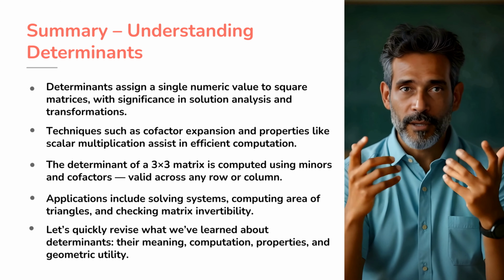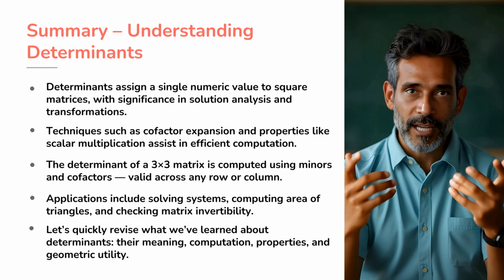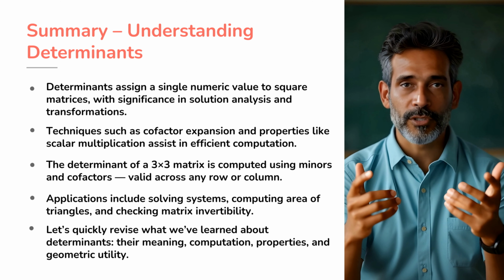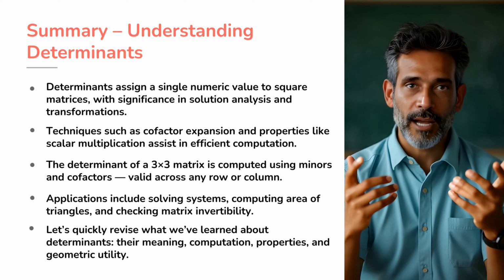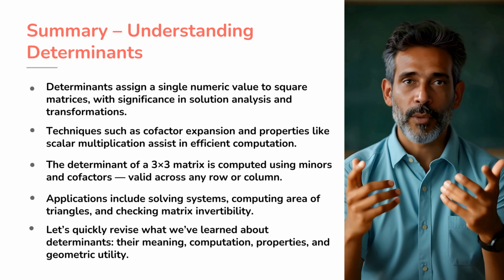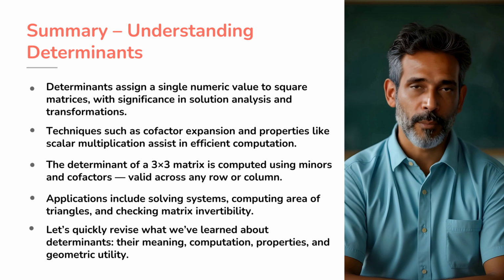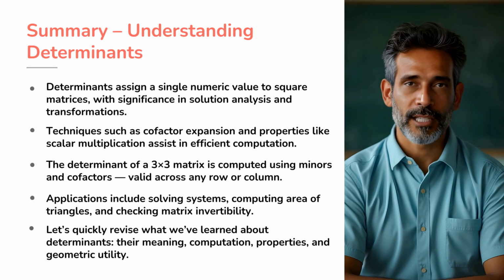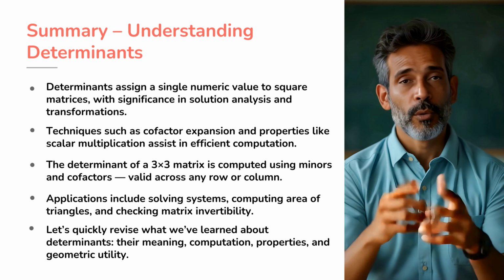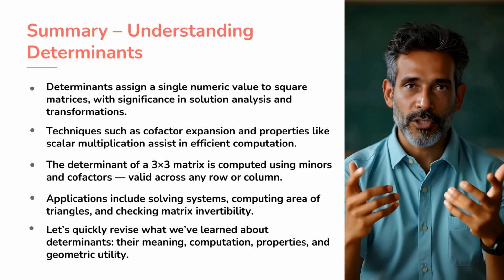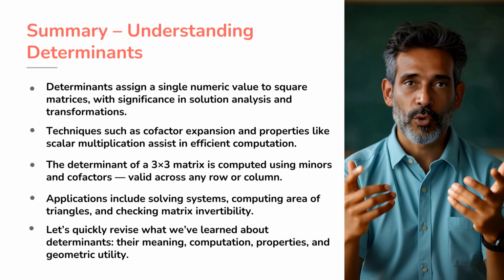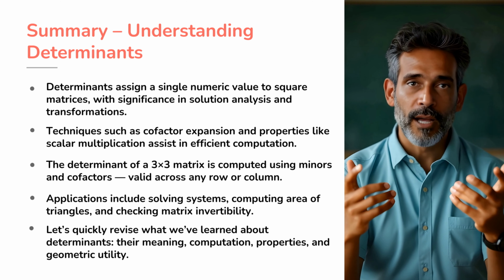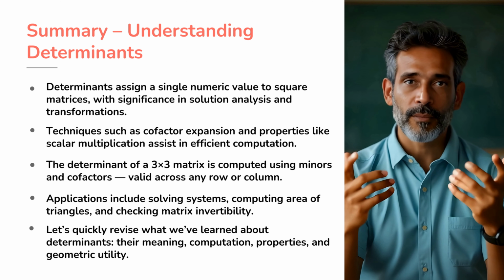So, to wrap up, determinants take a square matrix and boil it down to a single number, revealing critical information about solutions, invertibility, and transformations. We've seen how to compute them for 1x1, 2x2, and 3x3 matrices, learned a cofactor expansion method, and explored properties that make calculations efficient. We've also looked at how determinants are applied from calculating triangle areas to solving linear systems.